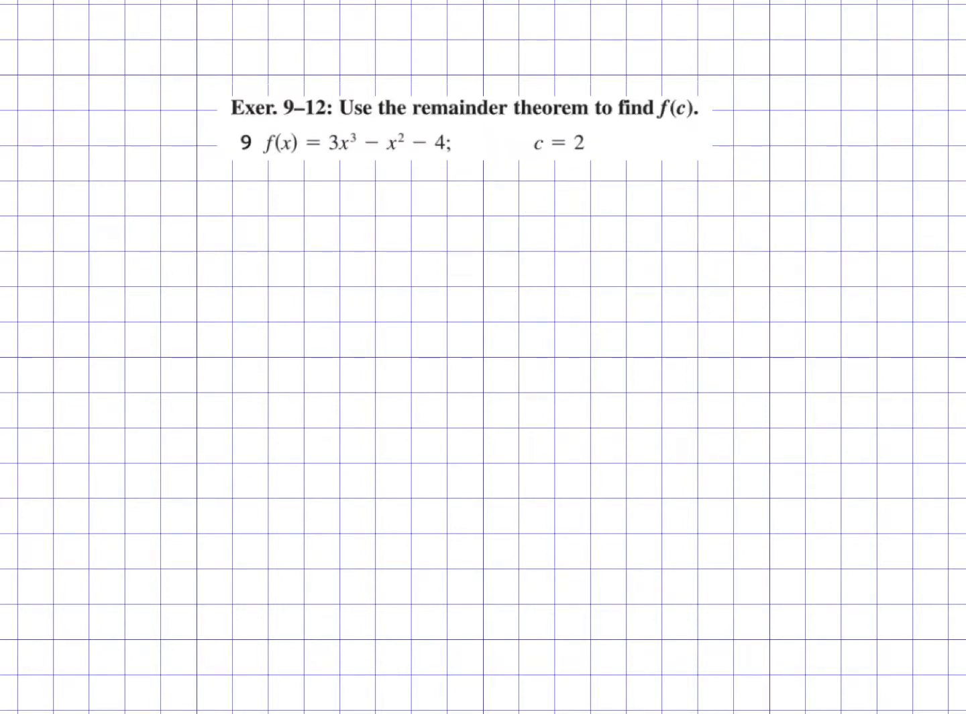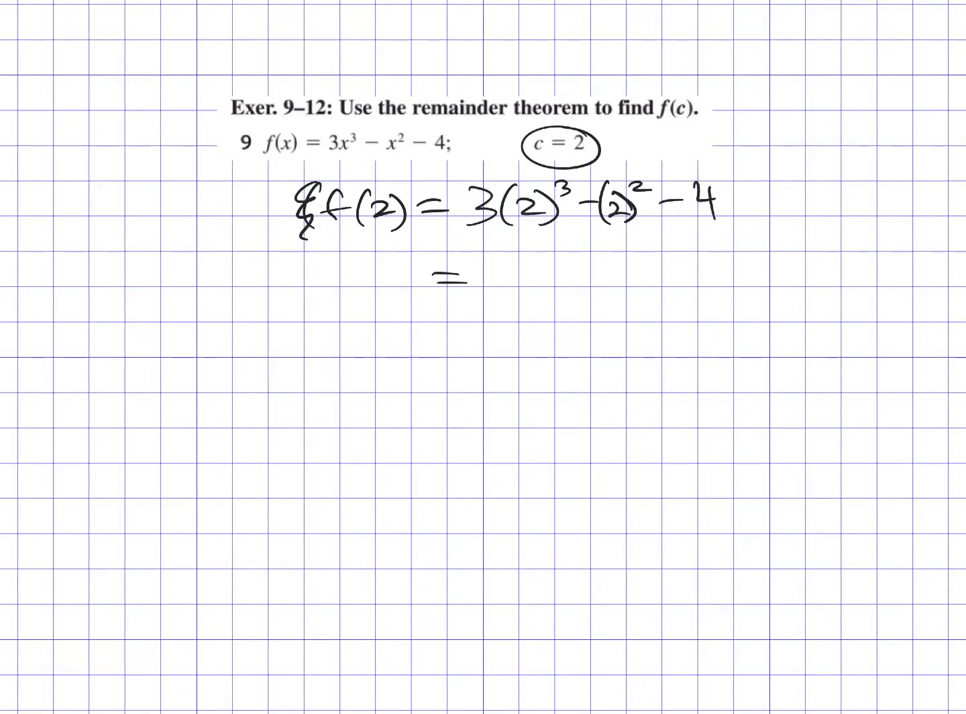Use the remainder theorem to find f of c. So basically what we're doing is what we did in the last chapter. f of 2 is what you're putting in there, and you just plug 2 in. If you get a 0, then that means x minus 2 would be a factor of that x cubed function.